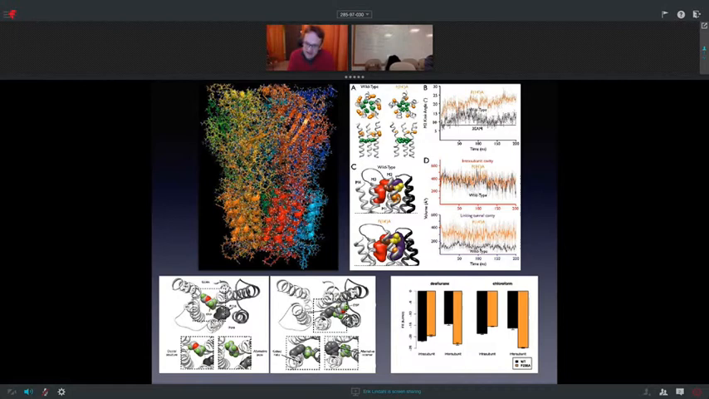Now, you can calculate lots of the cavity volumes here and everything, but I think the cool thing for us was that the simulation per se wasn't amazingly cool. It was 200 nanoseconds. I could run this in 24 hours on my laptop. But the point here is that the simulations helped us realize there is likely a second binding site.